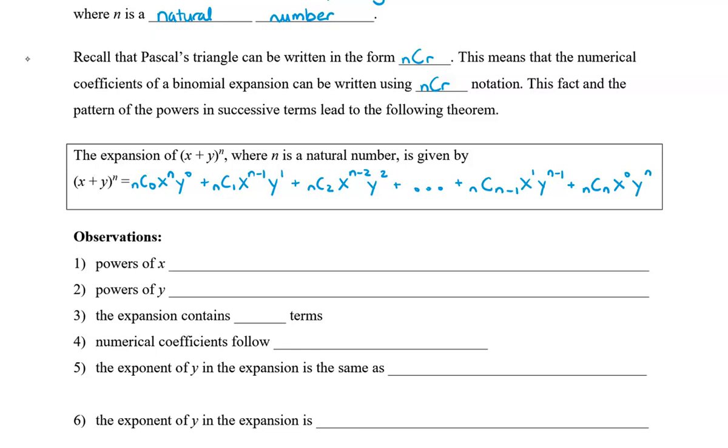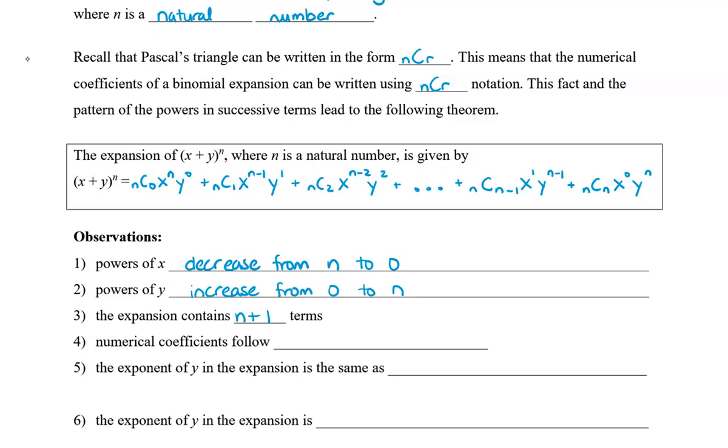All right, some observations. Notice that the powers of x decrease, like I said, from n to 0. Notice that n is the exponent in the binomial. The powers of y increase from 0 to n. The expansion contains n plus 1 terms.